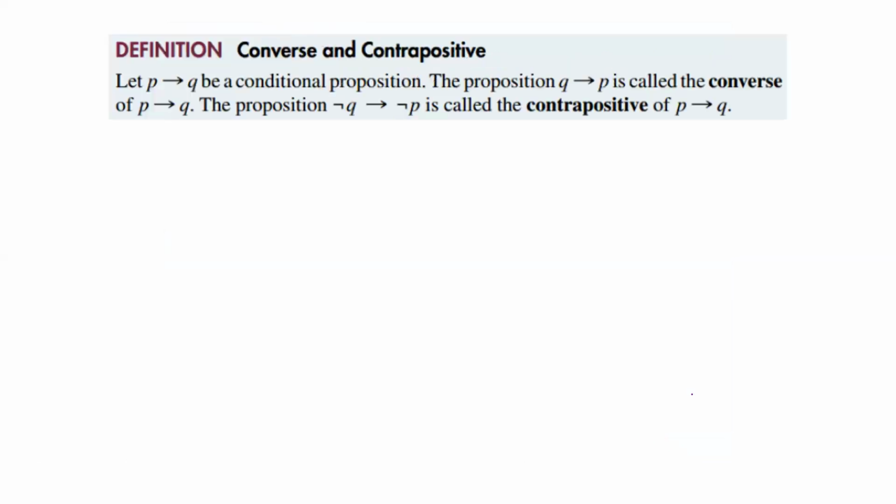Now we have converse and contrapositive. So if we let if P then Q be a conditional proposition, then the proposition going the other direction, if Q then P, is called the converse of if P then Q. So it's just the converse going opposite. Now the proposition if not Q, then not P, is called the contrapositive of if P then Q. So if Q then P is the converse, and if not Q then not P is the contrapositive.